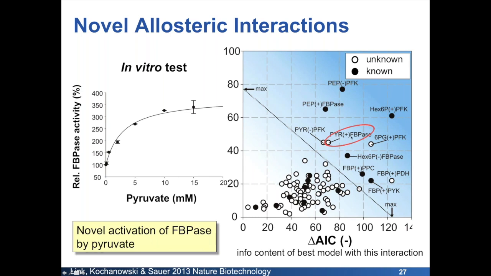So the way to test this, we purified fructose bisphosphatase and measured its relative activity. The relative activity without pyruvate is 100. And now if we add more and more pyruvate, you can see that the activity of this enzyme goes up quite a bit, 3- or 4-fold. So yes, there's an activating effect of pyruvate on the activity of fructose bisphosphatase, which was basically what this interaction predicted here.